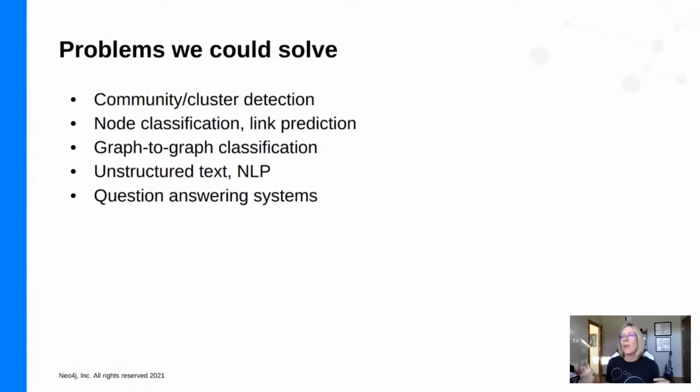But think about, you know, molecules are graphs. I want to know, is this molecule represented as a graph similar to this other molecule represented as a graph? Unstructured text actually is a graph. Remember, I was showing those arrows with words pointing to other words. That's a graph. You could create an actual NLP engine of your own just with graphs. And then question answering systems like we talked about before.